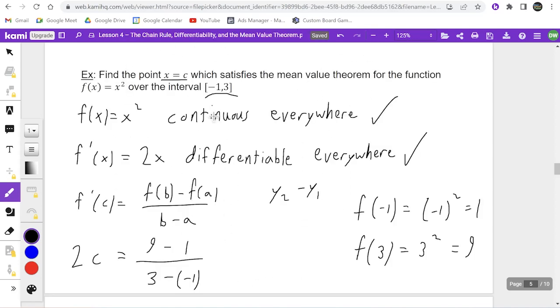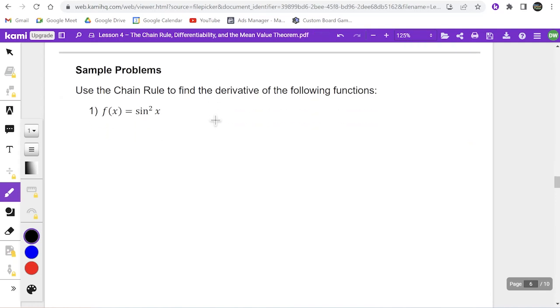How exciting. Okay, number 1, we got some chain rule. Use the chain rule to find the derivative of the following functions. The first one we have is sine squared of x. I'd recommend rewriting this first. I'd recommend writing this as sine of x, squared, because now you clearly know what the outside rule is and what the inside rule is.